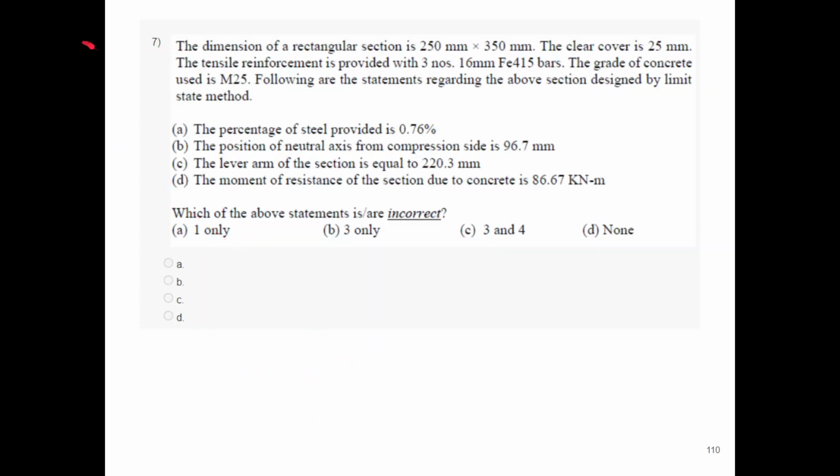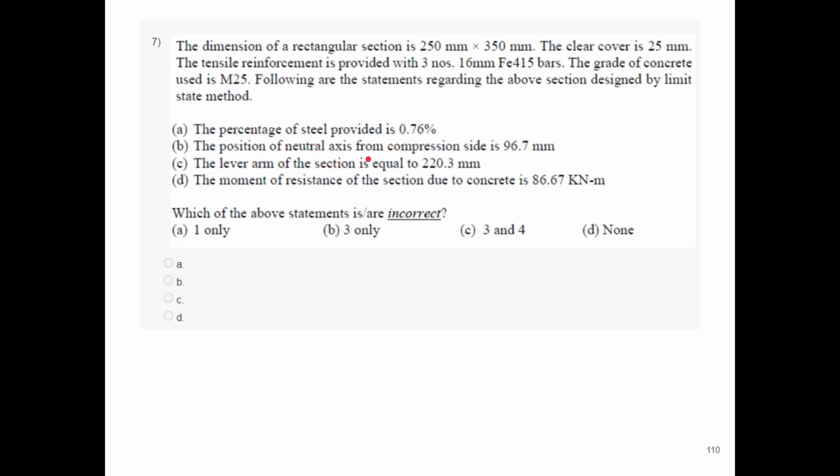Seventh question: the dimension of a rectangular section is 250 mm by 350 mm. The clear cover is 25 mm. The tensile reinforcement is provided with three numbers of 16 mm Fe415 bars. The grade of concrete used is M25. Following are the statements regarding the above section designed by limit state method. Okay. A. The percentage of steel provided is 0.76%.